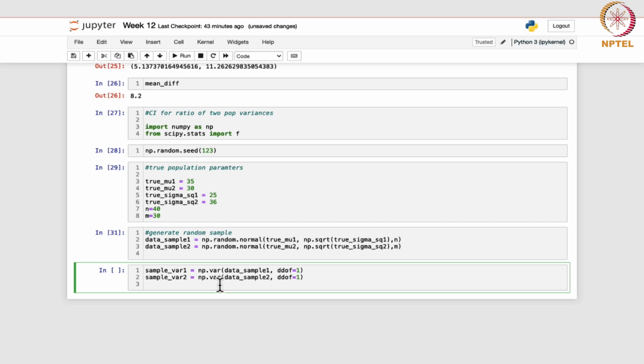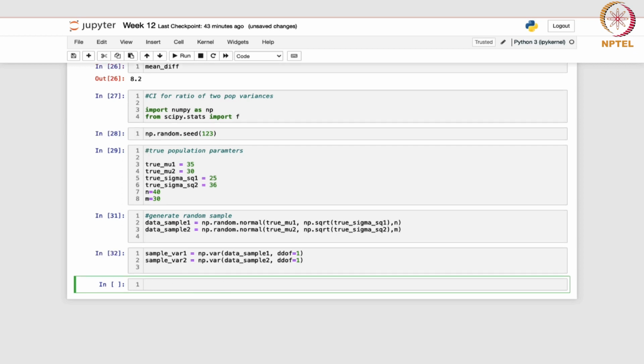So here we are using np.var function from NumPy library in order to calculate the sample variances. And we know that ddof is 1. Basically, it specifies the Bessel's correction in order to get the unbiased sample variance, that is 1 over n minus 1 should be in the denominator.